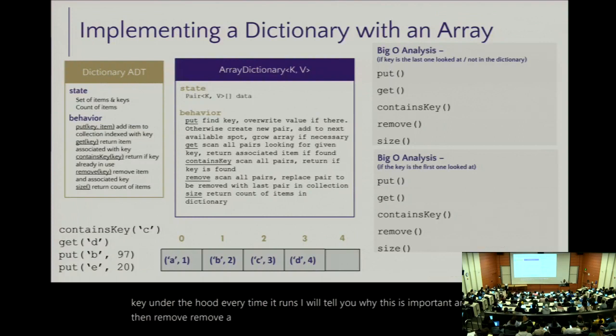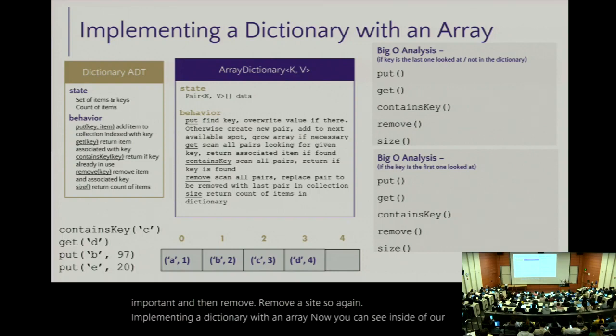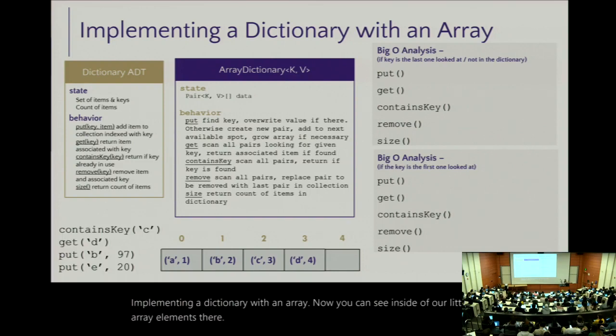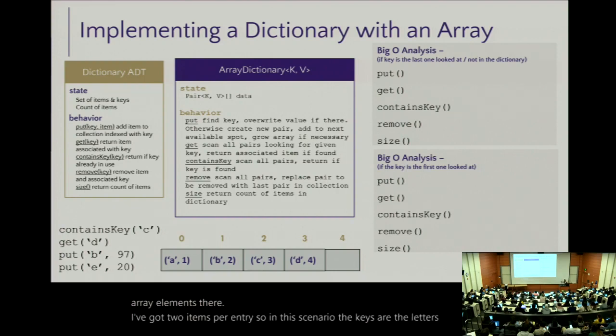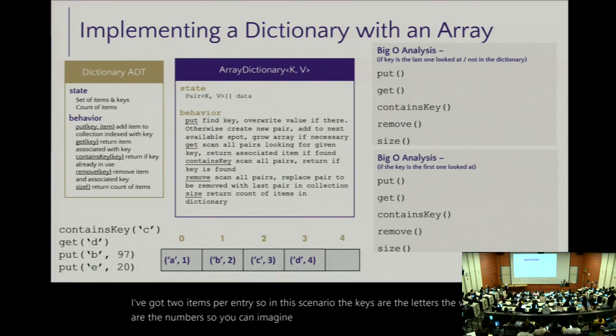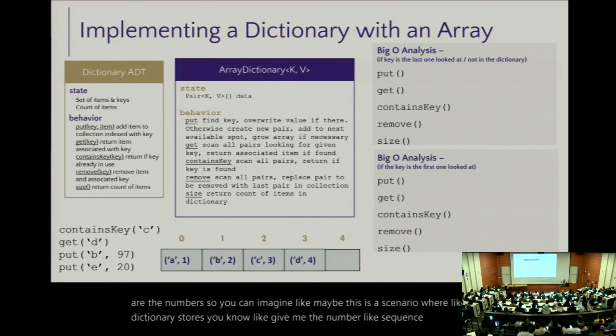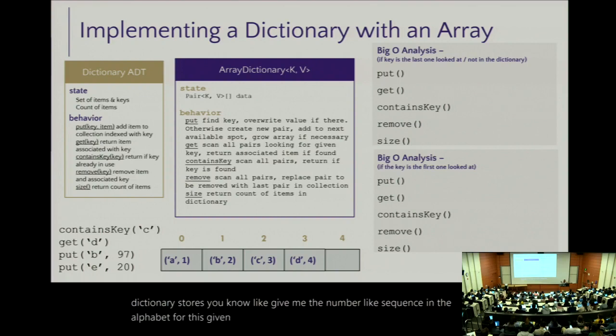So again, implementing a dictionary with an array. Now you can see inside of our little array elements there, I've got 2 items per entry. In this scenario, the keys are the letters, the values are the numbers. So you can imagine maybe my dictionary stores the number sequence in the alphabet for a given letter, something like that.